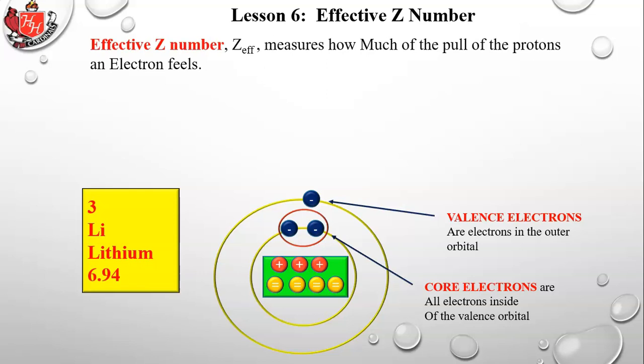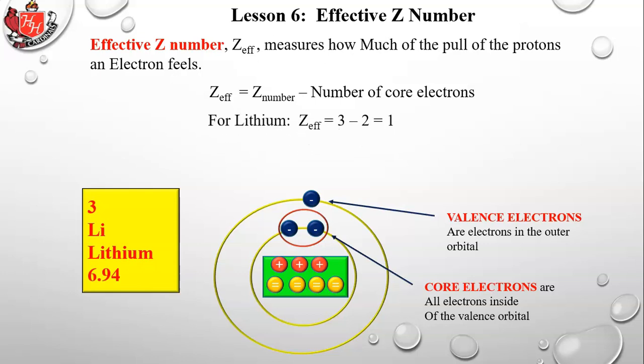The effective Z number, abbreviated Z effective, measures how much of the pull of the protons an electron feels. And it's a very simple formula. Z effective equals the Z number minus the number of core electrons. So it's the number of protons pulling on that electron minus the number of core electrons that are in between the nucleus and that electron.